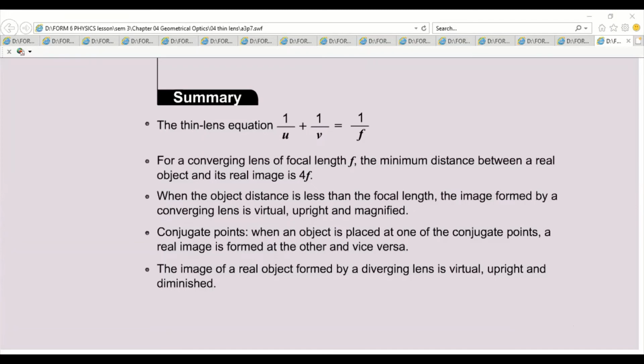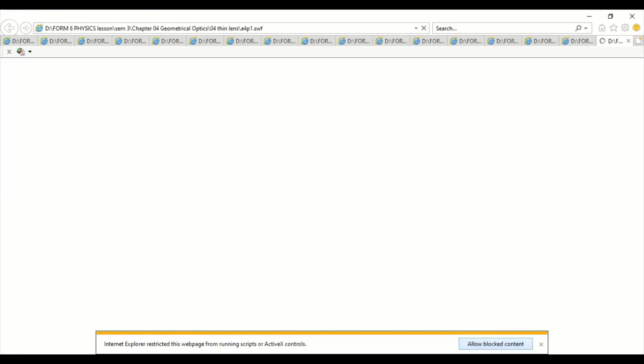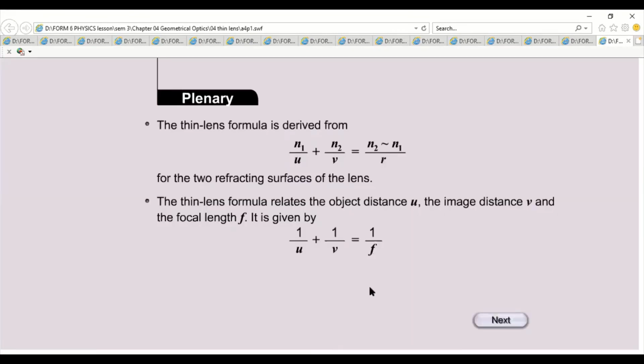Ladies and gentlemen, let's conclude the whole lesson for today. The thin lens formula is derived from n1 over u plus n2 over v equal to n2 minus n1 over R for the two refracting surfaces of lenses.